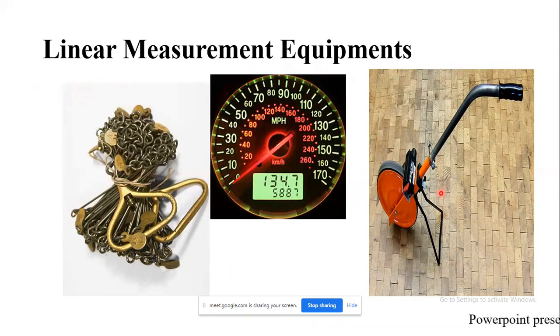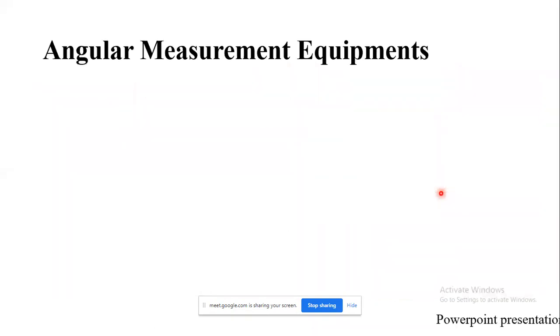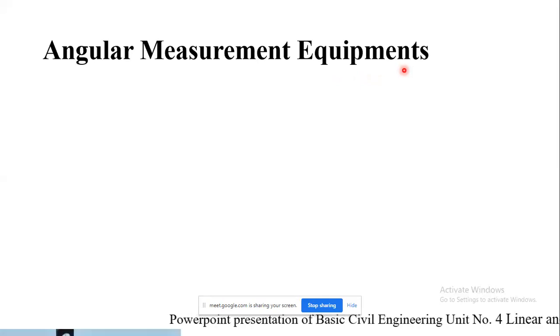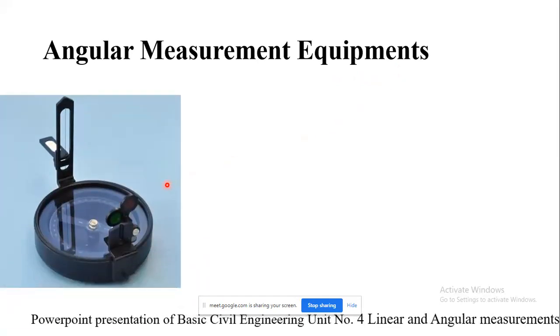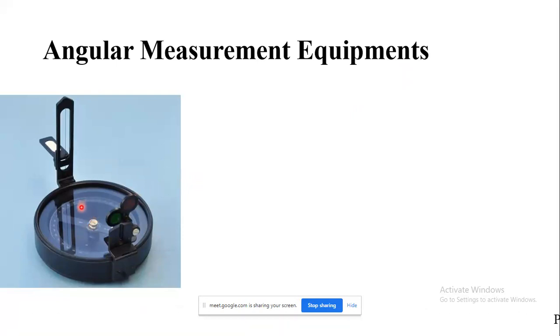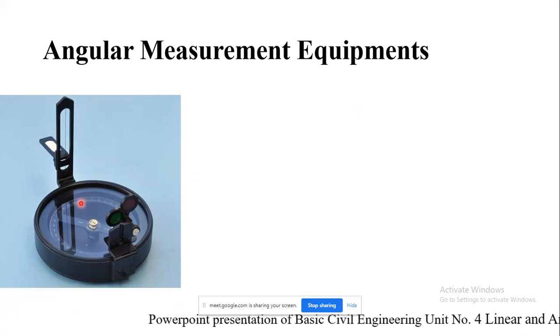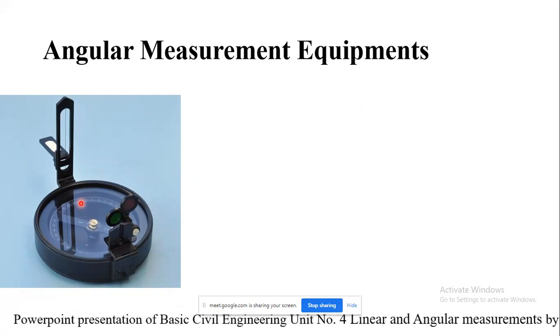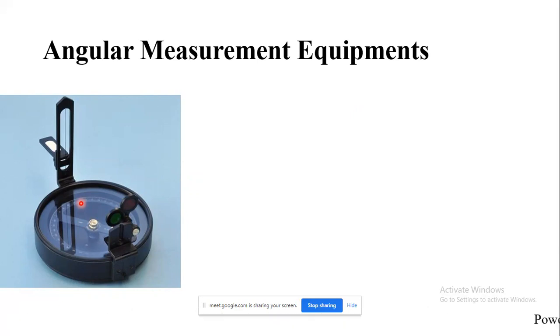Next, we'll see angular measurement equipments. This is a compass. There are two types of compass. One is the surveyor's compass, which we are going to see in the next chapter. During this chapter we are going to see various types of problems. This here is a prismatic compass.